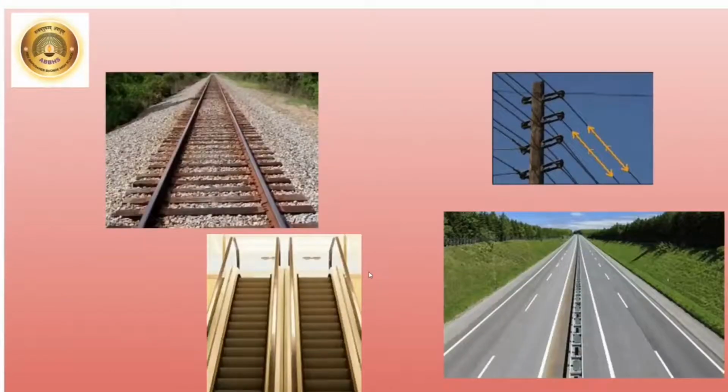These are some day-to-day examples of parallel lines. The railway line is an example of parallel lines. These lines will never meet. If they meet, the trains won't be running properly. Same way, the electric lines, they also never meet. They run parallel to each other. The escalator, you can think of the steps of the ladder, the horizontal steps of the ladder and also the vertical legs of the ladder. Those are also examples of parallel lines. Now, here in this picture, you can see the roads that are parallel to each other.